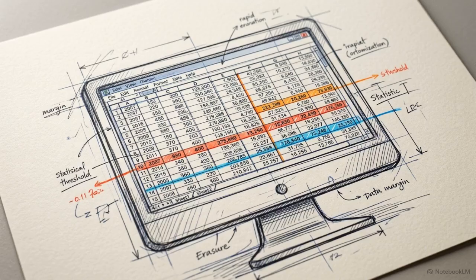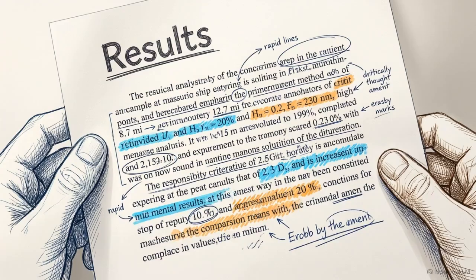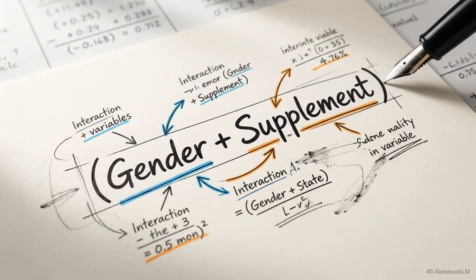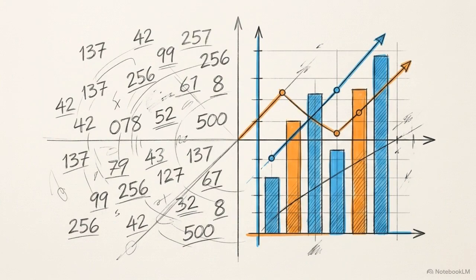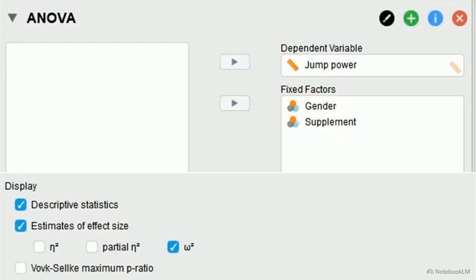By the end of this tutorial, you will know how to turn these spreadsheet rows into a fully formatted, publication-ready APA results paragraph. Knowing how to correctly calculate the interaction between multiple variables is exactly what separates basic data collection from defensible scientific evidence. This is the JASP ANOVA setup.